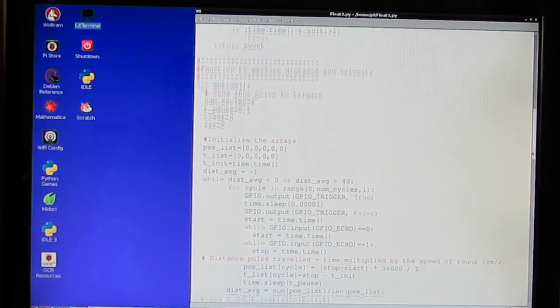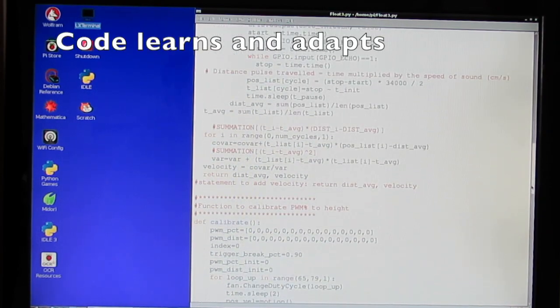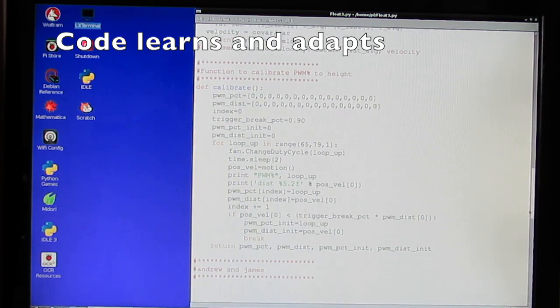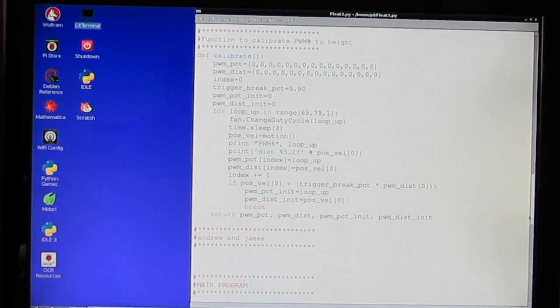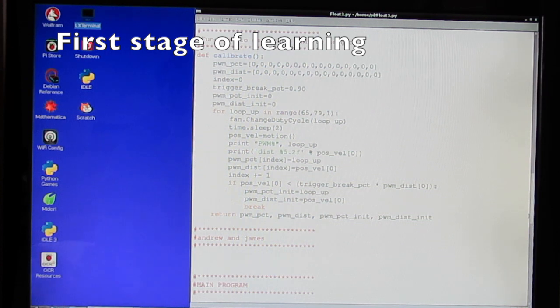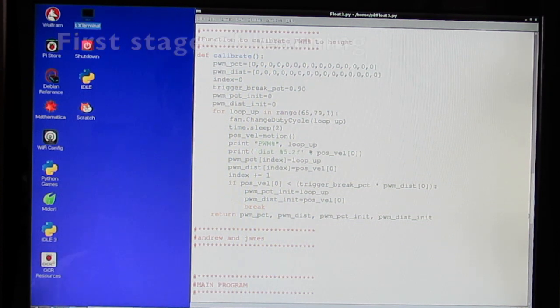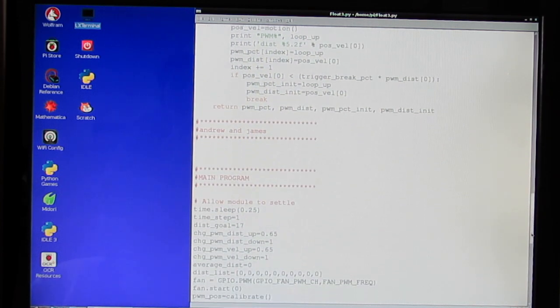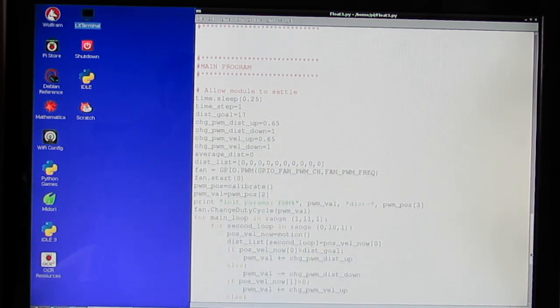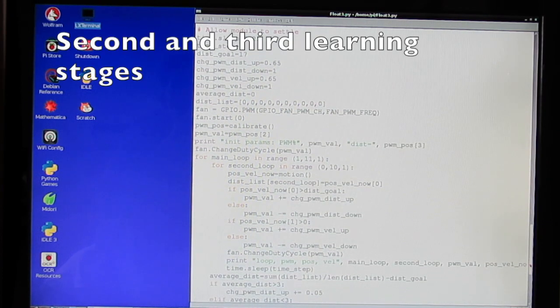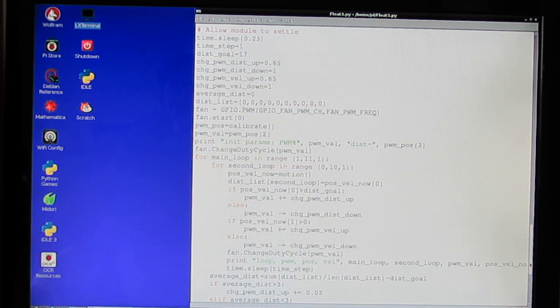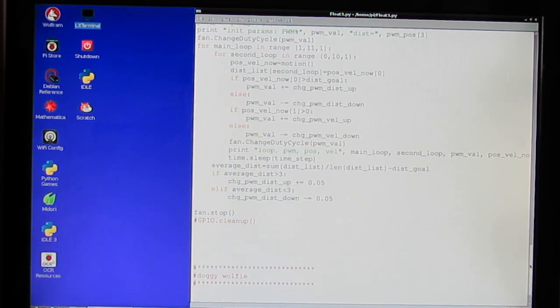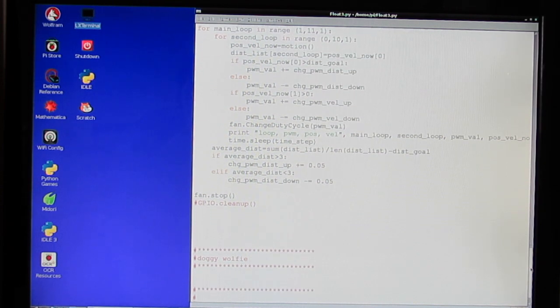Another interesting piece of the code is how it learns. The first level of learning determines more or less how much airflow is needed to start levitating the object. The second level of learning starts tweaking the airflow to make the object float to the desired level. It is looking at how far it is from the height goal and the velocity and adjusts accordingly. The third level of learning looks at the measure of error during the past 10 cycles and tweaks the degree by which the second level of learning adjusts.